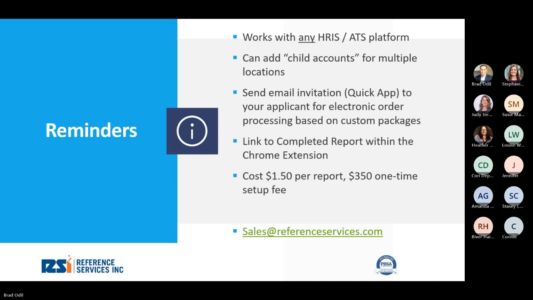sales@referenceservices.com. And Steph, I think it's important to note on that cost. I want to make it clear, it's $1.50 per customized package report. So if we're doing a criminal background check plus a drug test, it's $1.50 for all of that together. So it's just per applicant order is another way of looking at it. I just want to make sure that people understand the cost structure. Yes, that's a great point.